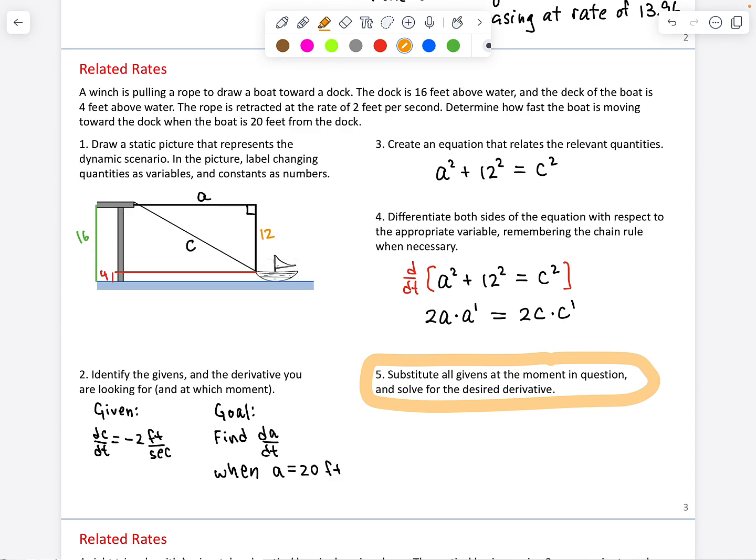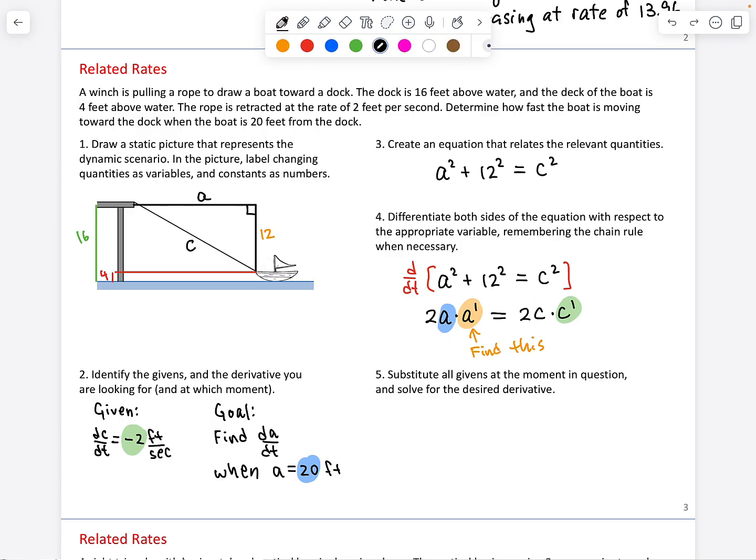Substitute all givens at the moment in question and solve for the desired derivative. Well, the derivative we're looking for is a prime. We know that c prime is negative 2, and we want the moment when a is 20. 20 will go in for a. But notice this leaves c. I need a number to substitute in for c in order to isolate a prime and get a final result.